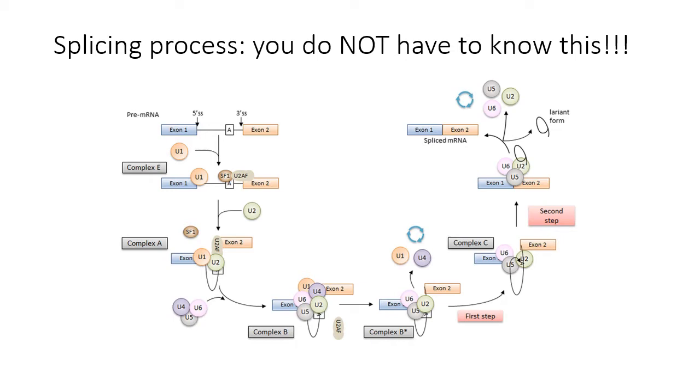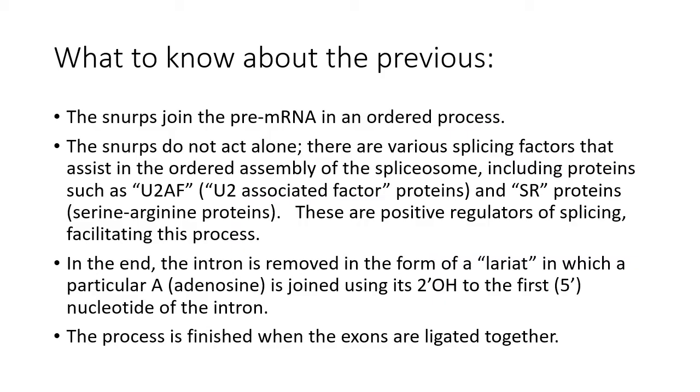Okay, so this is an orderly series of events where these various protein-RNA complexes will join and eventually carry out the splicing reaction. Besides the U RNA snRNPs, we have splicing factors, which in this picture are going to facilitate the splicing process, facilitating the association of the snRNPs with the intron in the proper order. Okay, so they don't act alone. They've got other proteins that are involved.